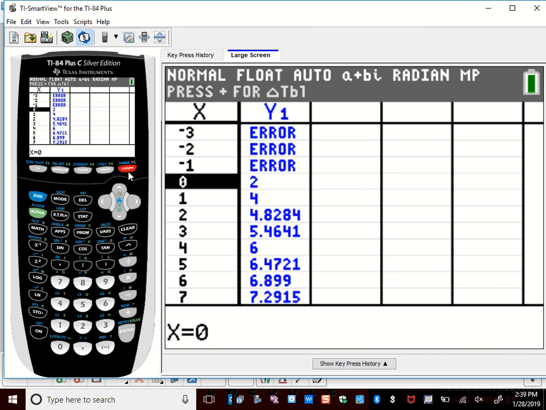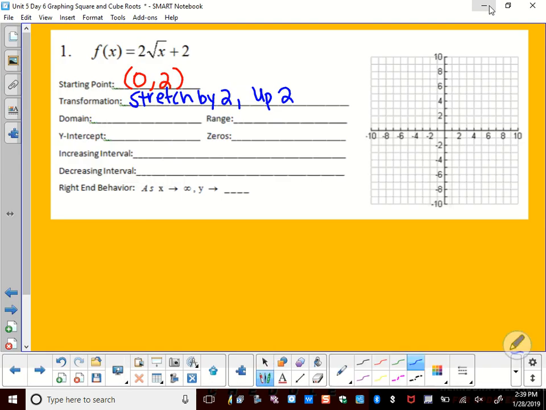Okay, so you should have 0, 2, 1, 4, and 4, 6. Graph those numbers. That's what your graph should look like.